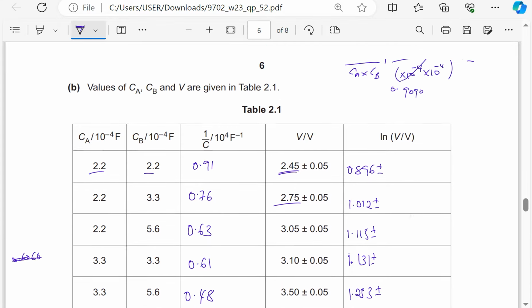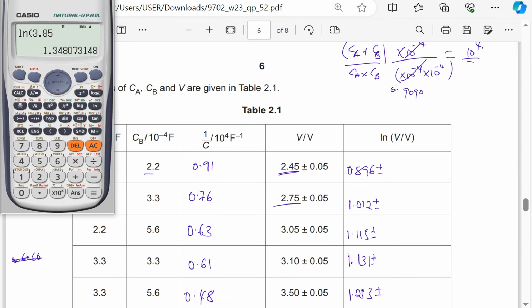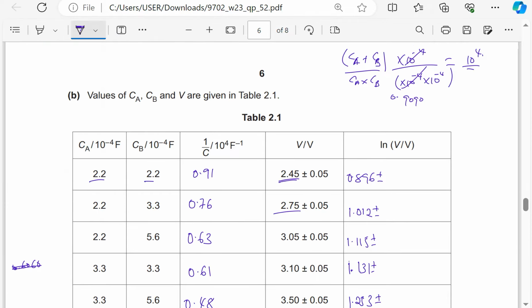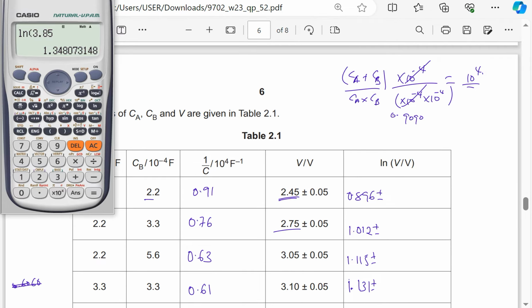Okay, so I will say ln of 2.45, that is exact, minus ln of 2.45 minus 0.05. That is the minimum value of v. So which gives me 0.0202.